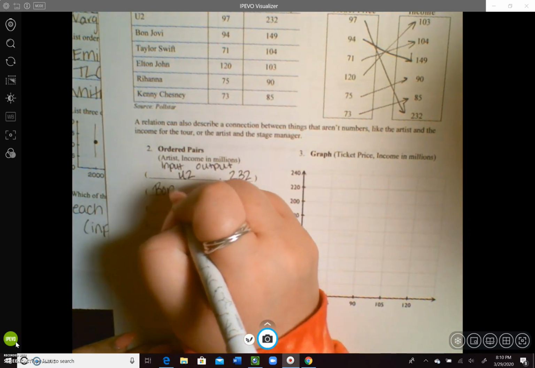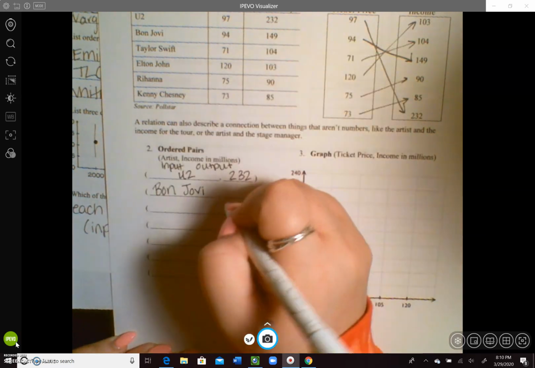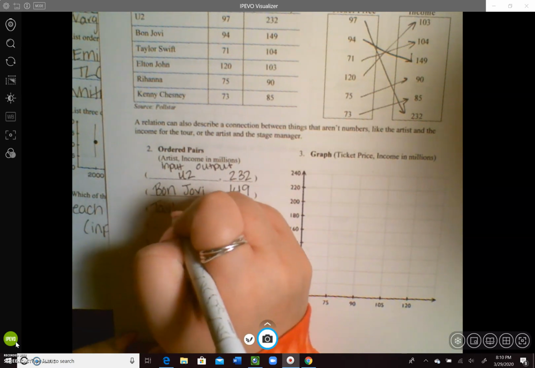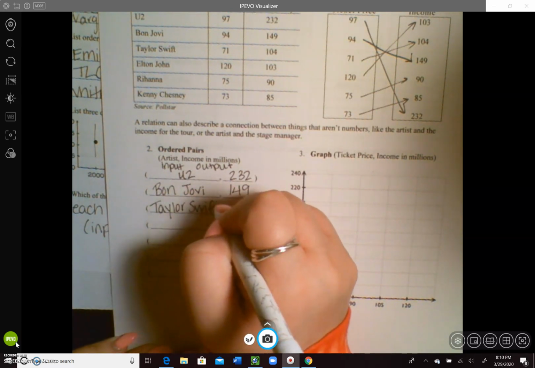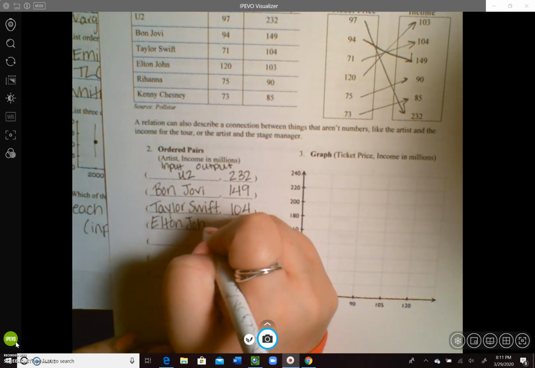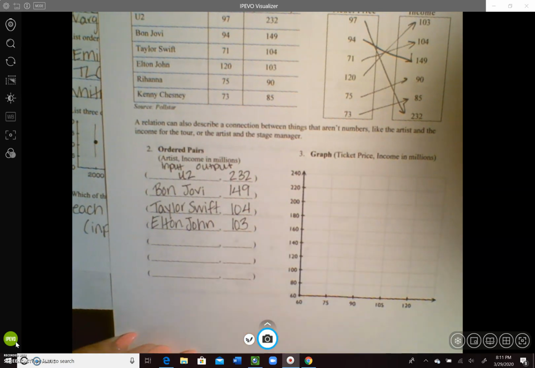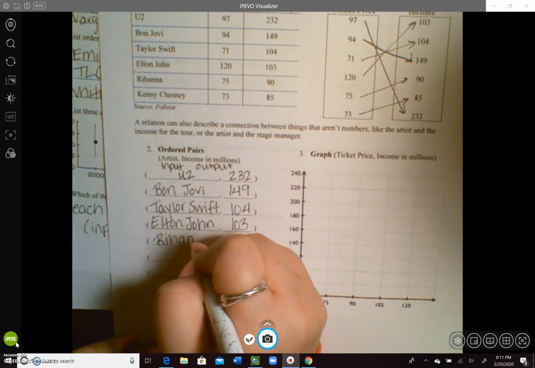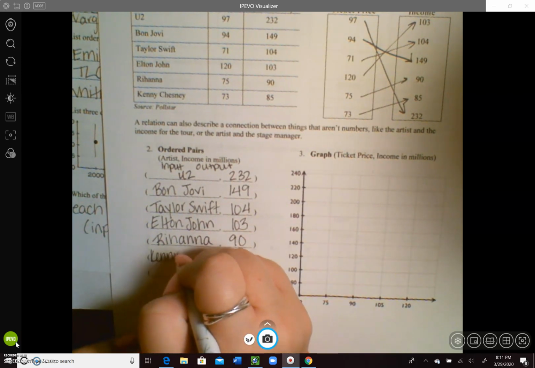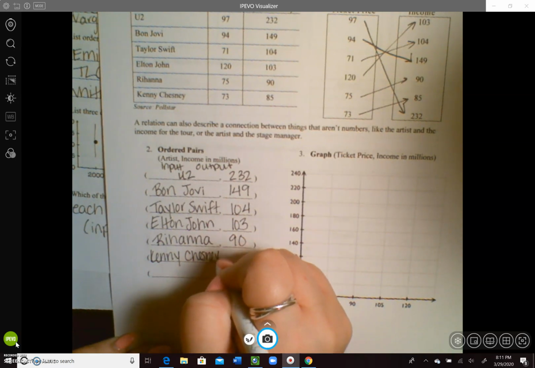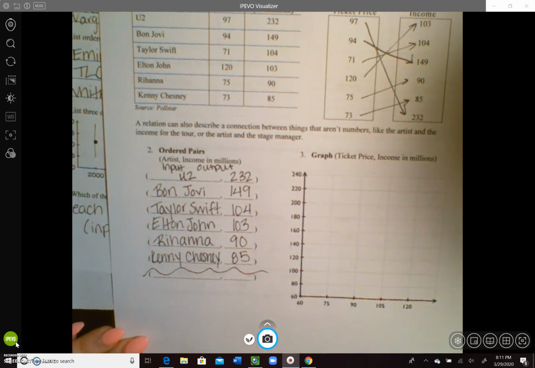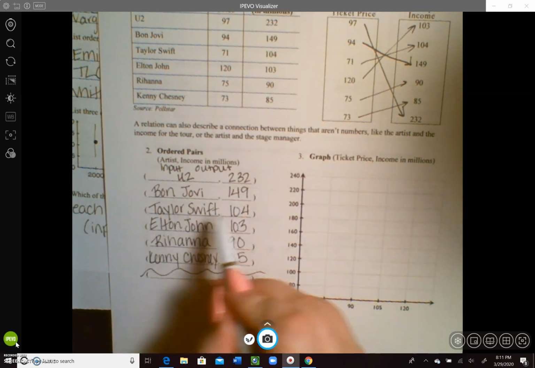Input of Bon Jovi. Fun fact, my aunt is friends with Bon Jovi. Output of 149, because that's his income in millions. Taylor Swift. I hate Taylor Swift. Fun fact. Output 104. Elton John, Sir Elton John. He's a knight. 103 as his income. Rihanna is 90. Kenny Chesney, country artist. His output is 85. And we have an extra line here because of good times. Input, output.